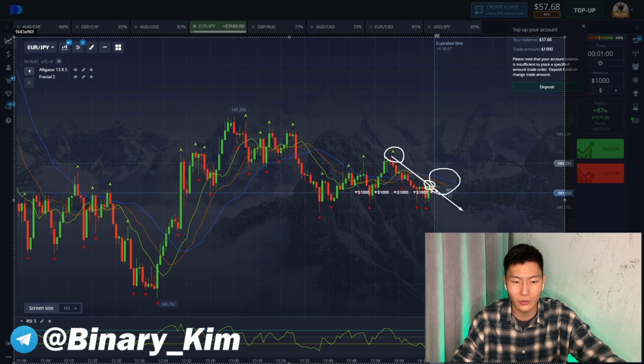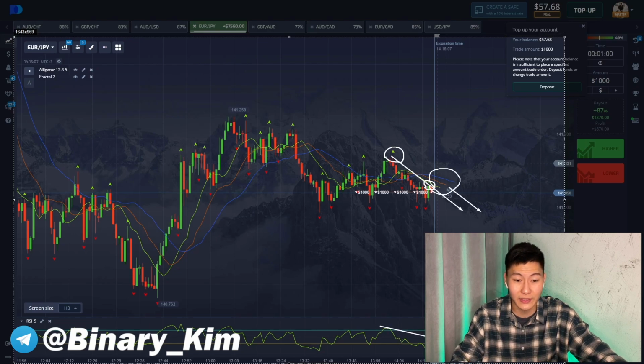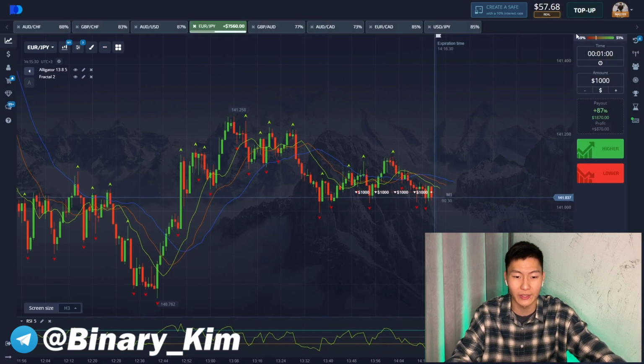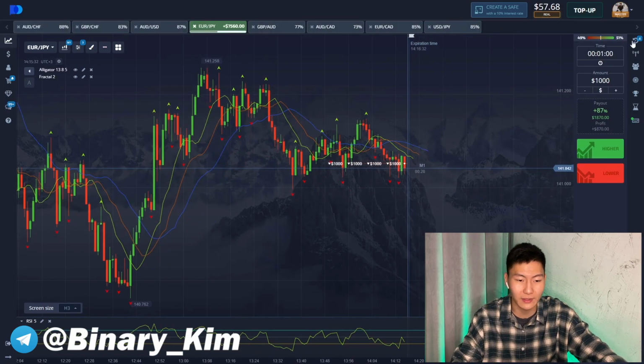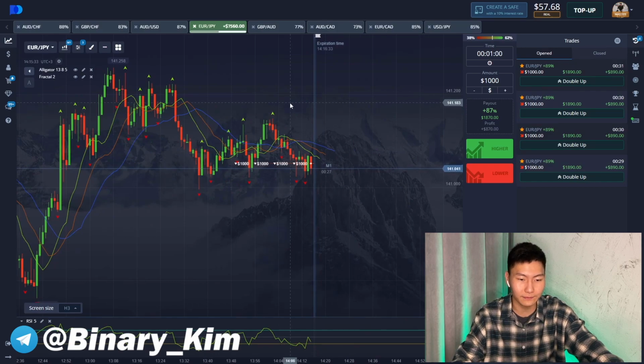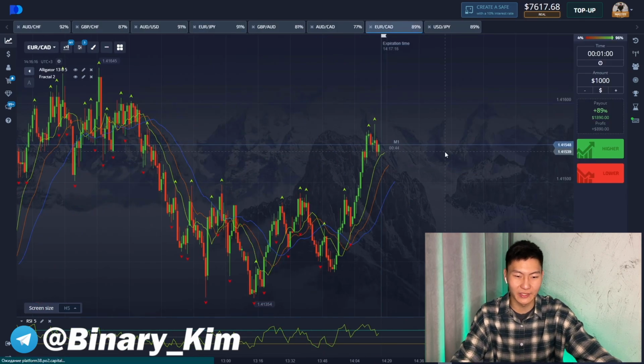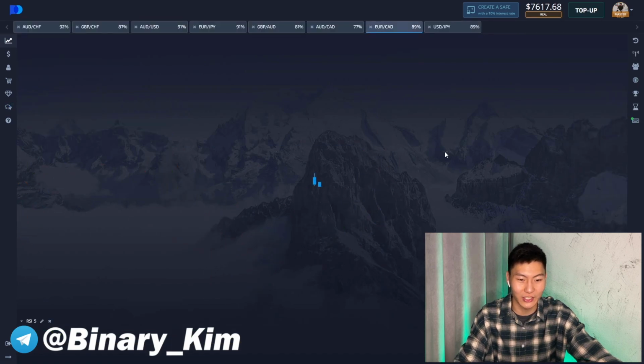The alligator jaws are facing downwards. In general, we see the downward dynamics on the RSI, so opening a short position is the key to success here. Another position is in a profit, guys. Let's refresh the page and continue our trading in the session.